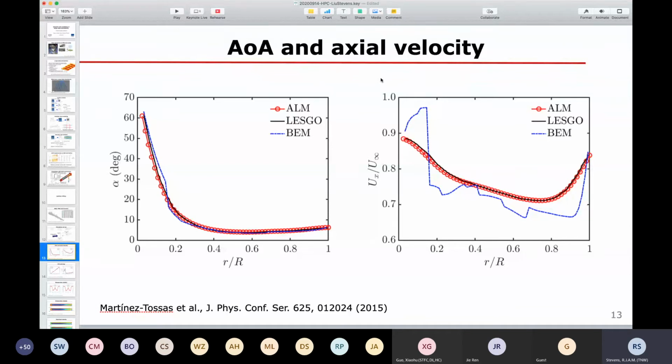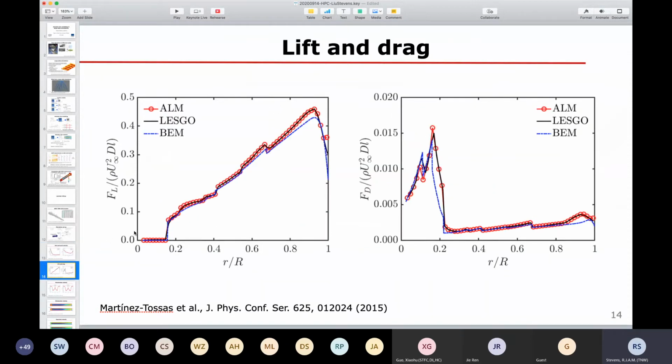So this is axial velocity here on the vertical axis and the blade location here on the horizontal axis. Also giving fair agreement with the BEM model predictions. And here we have the same as a function of radial position in the blade, the lift force and the drag force, giving a good agreement with previous simulation results as well as the BEM model.